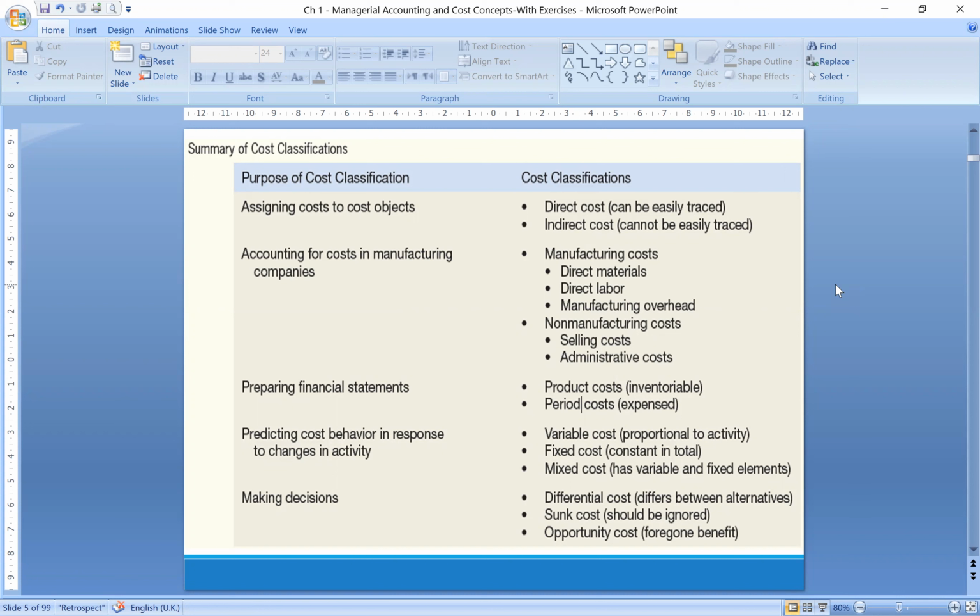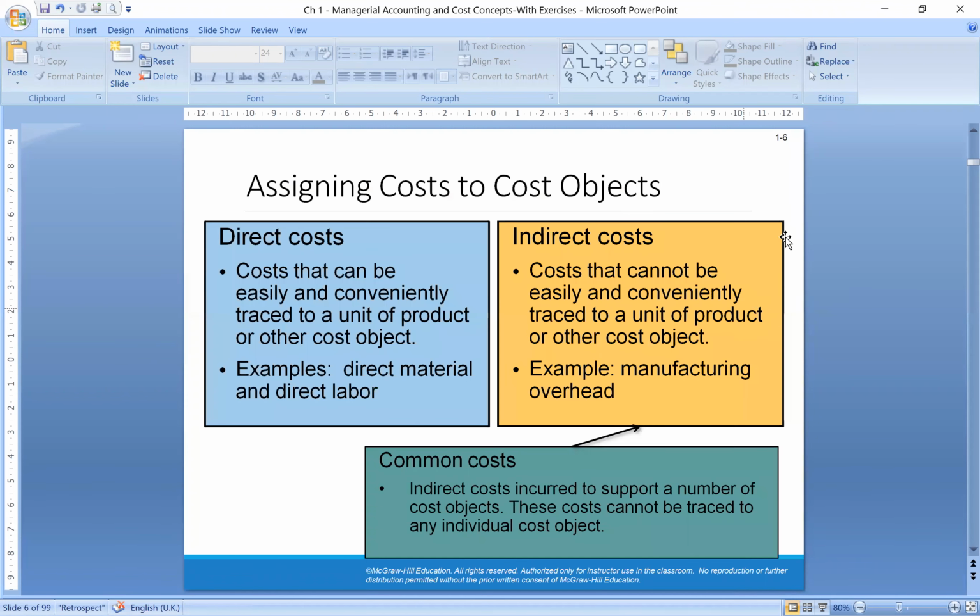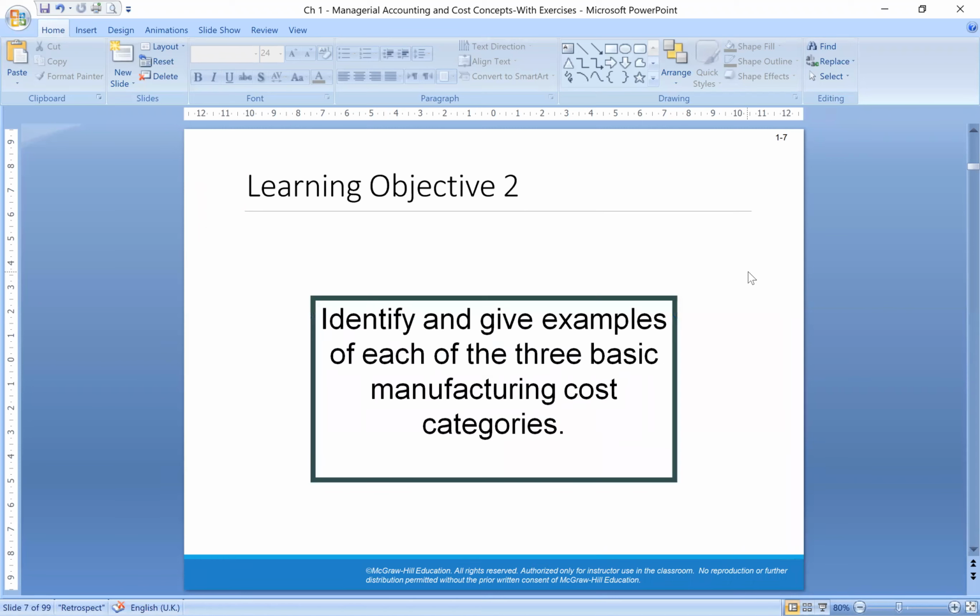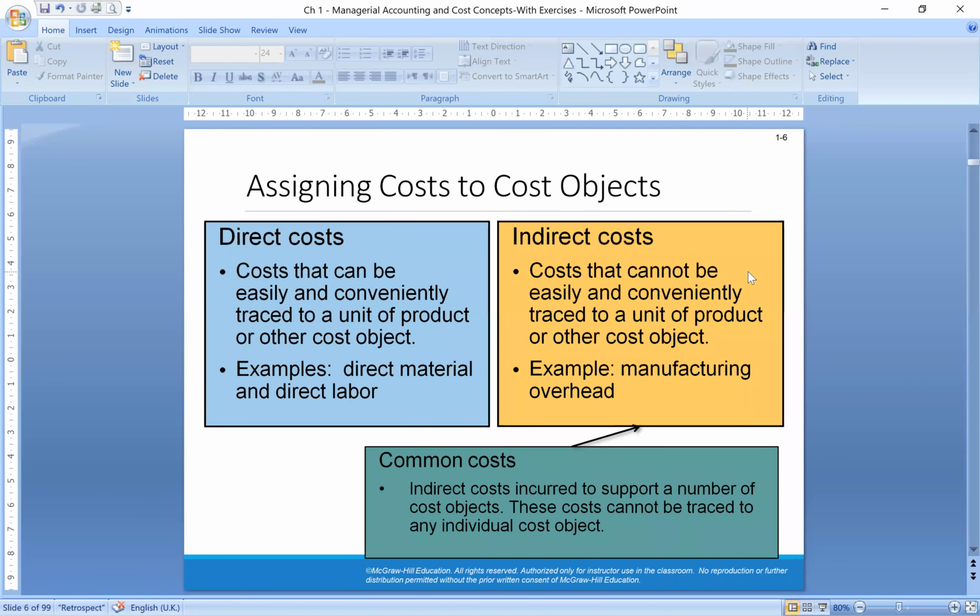Finally, if we need to make decisions, we have something called differential costs, sunk costs, and opportunity cost. Let's discuss each classification of these costs. Assigning the cost to the cost objects: if we need to assign the cost to the cost object, then we say these costs are direct or indirect.